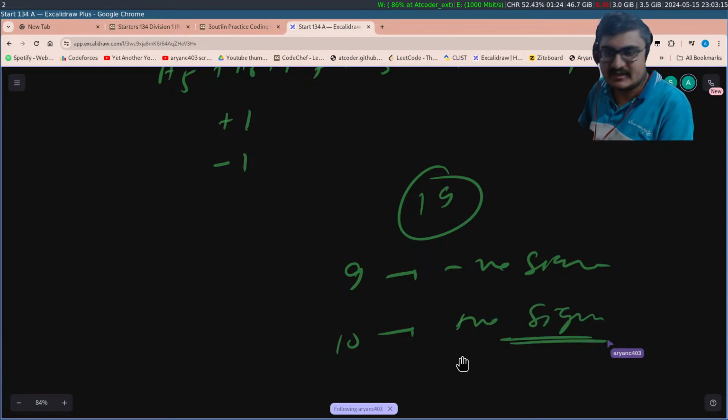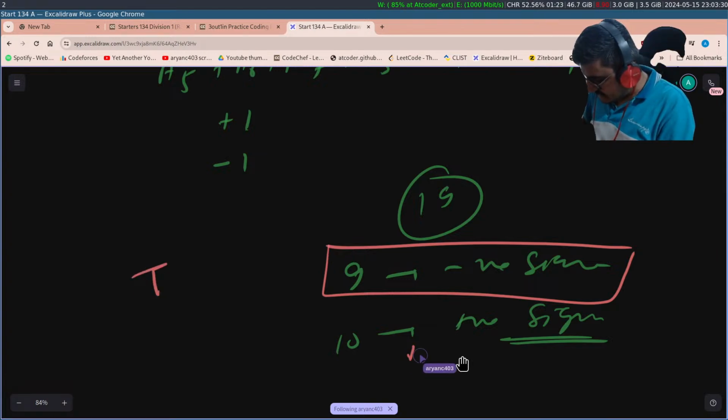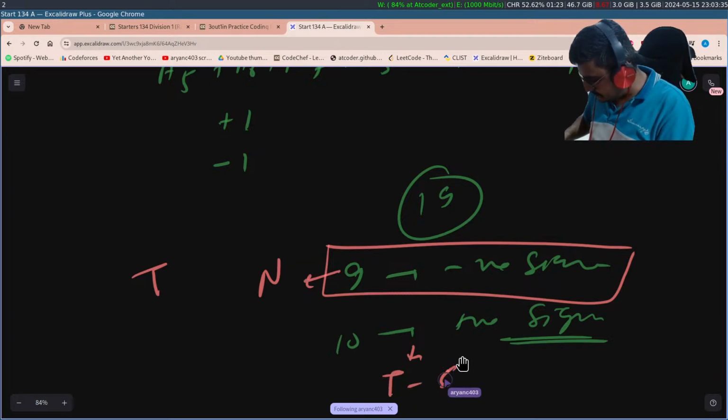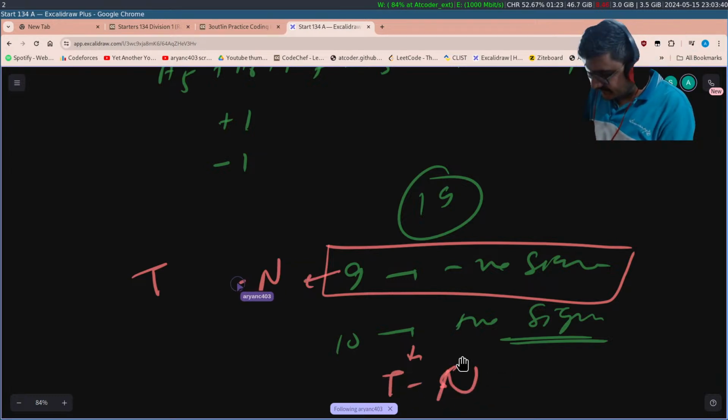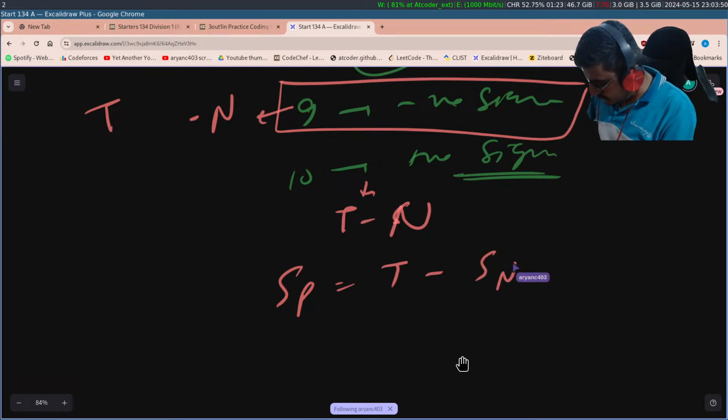Essentially, this is the crux of this problem. Because we know that 9 numbers will have a negative sign, the best we can do is take the smallest 9 numbers and store the value we have. So if the total sum is t, and the sum of negative numbers is n, then the sum of positive numbers would be t minus n, and this is multiplied by a minus sign here. The sum of positive numbers is the total sum minus the sum of negative numbers, and overall what we need is the sum of positive numbers minus the sum of negative numbers.